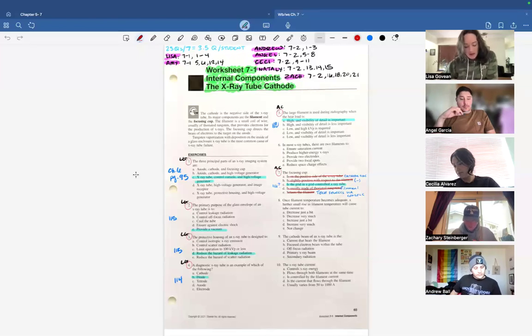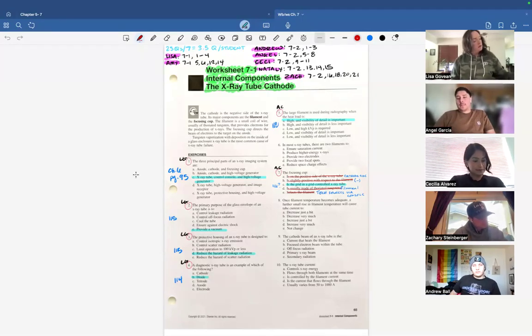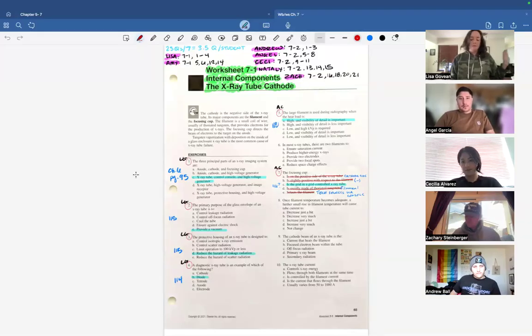So the protective housing of an X-ray tube is designed to, I put D, reduce the hazard of leakage radiation. Yeah. There you go. Four, a diagnostic X-ray tube is an example of which of the following? And I put diode. Yep. Same. Cool.